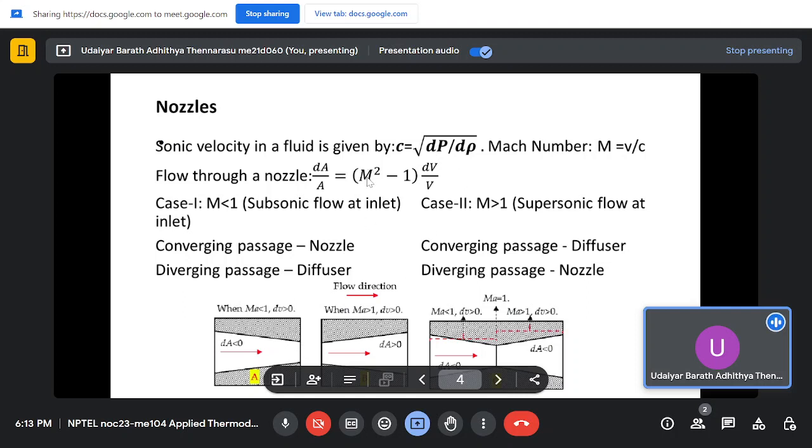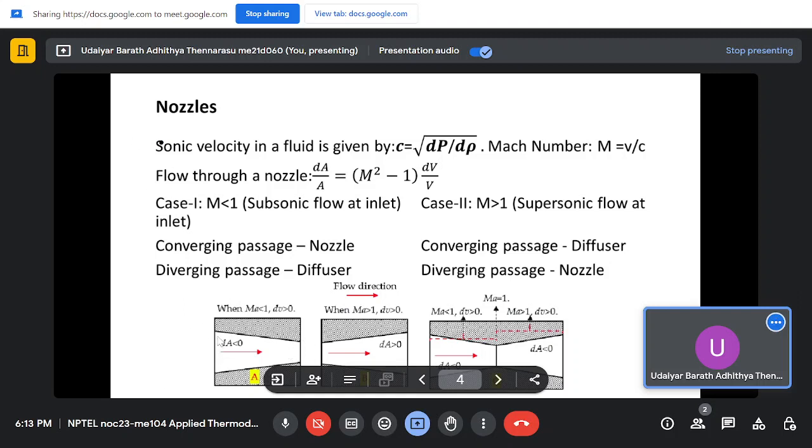But if your Mach number is greater than 1, this quantity will be positive. So if the case is a converging passage, what will happen is your velocity will decrease at the exit.